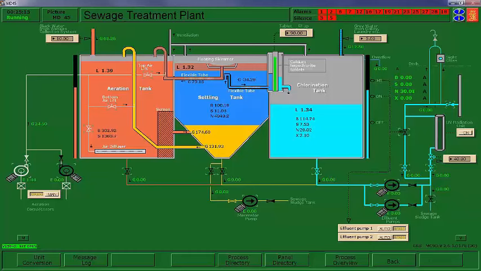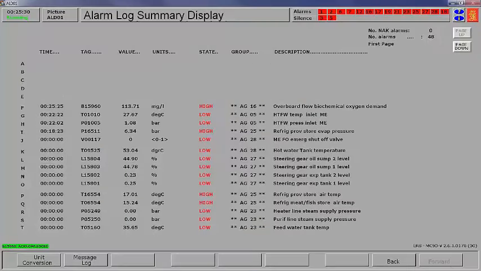And then we're going to put one of the pumps in automatic, and it'll start up and put our UV light on. And then what it will start to do is pump that over the side. You will get this alarm, which is the overboard flow biochemical oxygen demand, until it settles out.